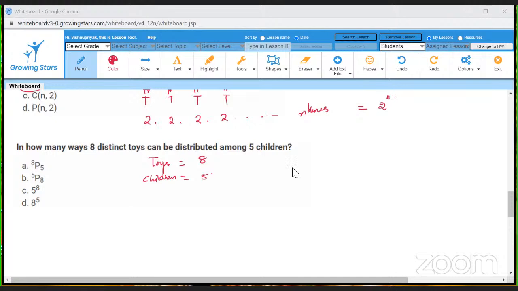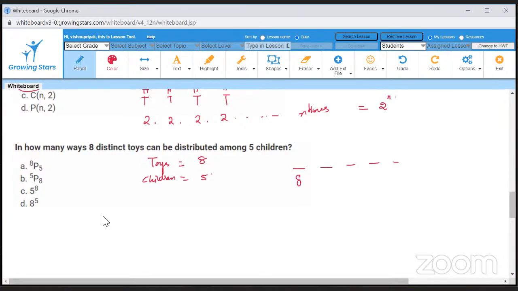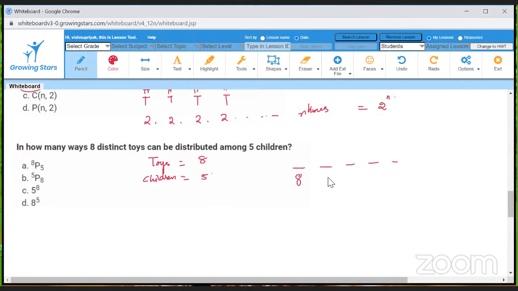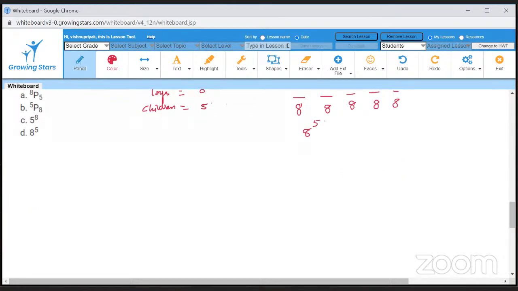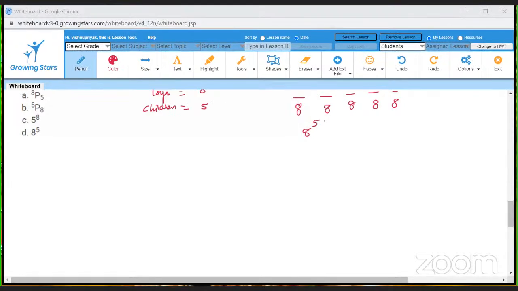So if 5 children are standing in a row, the first child can get any one of the 8 toys. Second child can get any one of the 8 toys. Third, any one of the 8 toys. Fourth, any one of the 8 toys. That means 8 power 5 ways. If they give you some condition, then repetition will not be allowed, and then you can't use this formula. We'll come across that kind of problems also.